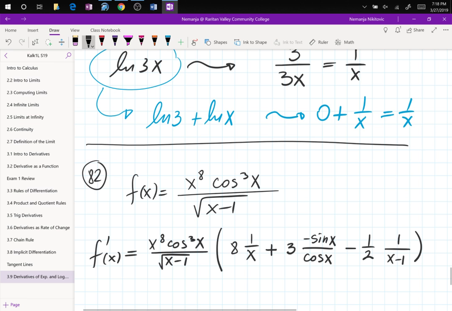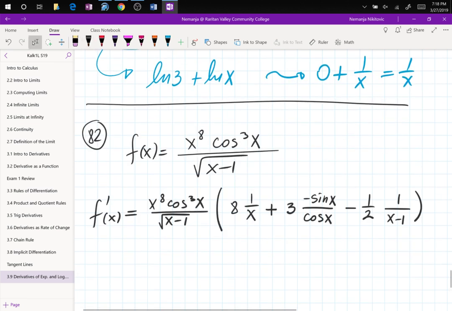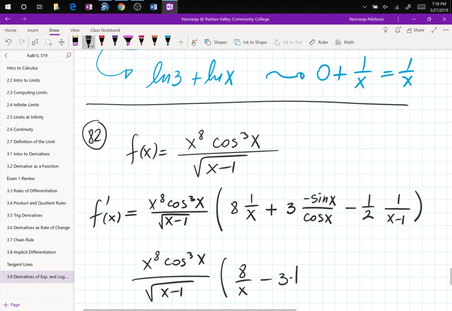And just clean it up. X to the 8 cosine cubed x divided by square root of x minus 1. And then I have 8 over x minus 3 tangent x minus 1 over 2 times x minus 1. Clearly no one will ask you to do this on a test, to mentally find the derivative. No one will ever ask you that.